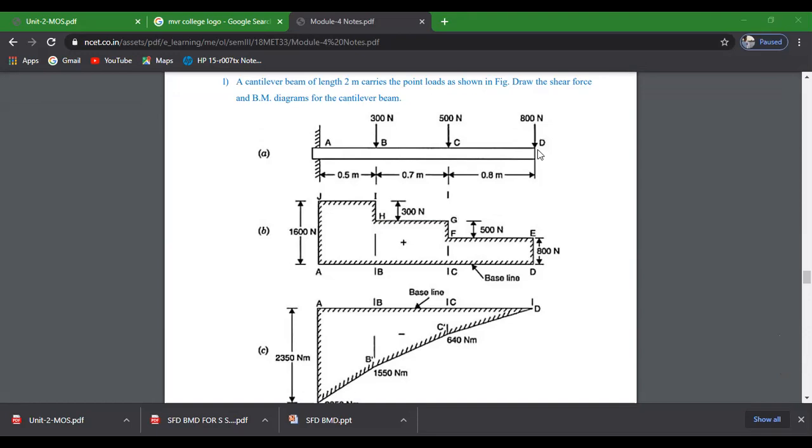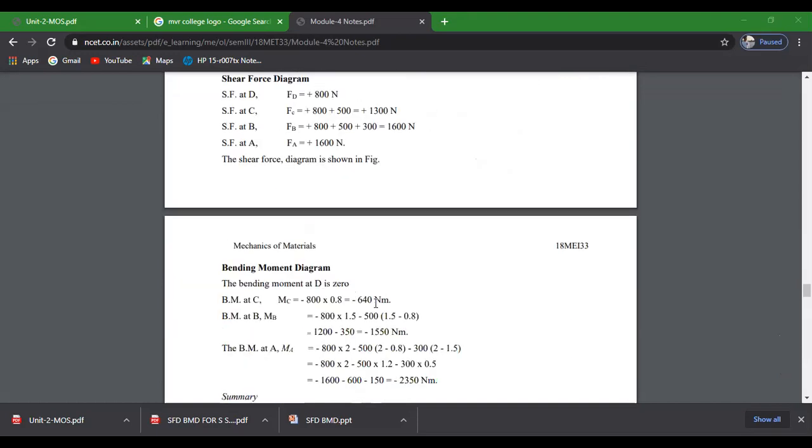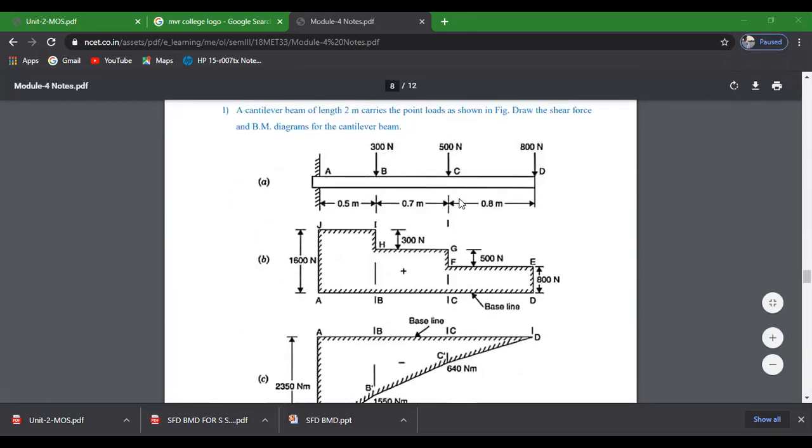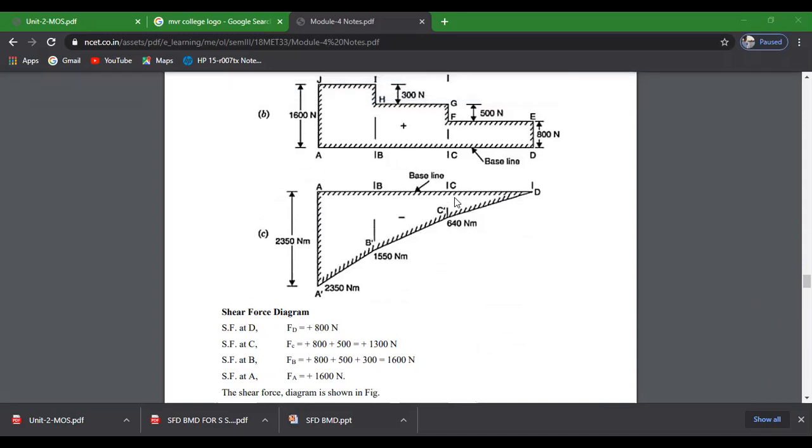That moment will be a value of 800 multiplied by 0.8 meters, and this value could be minus 640 newton meter. So why am I considering the negative here? Because, as we discussed earlier, all the downward bending moments will be negative. That's the reason I'm considering a negative here.